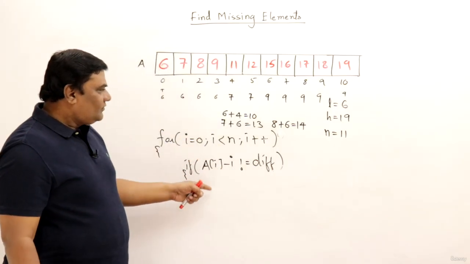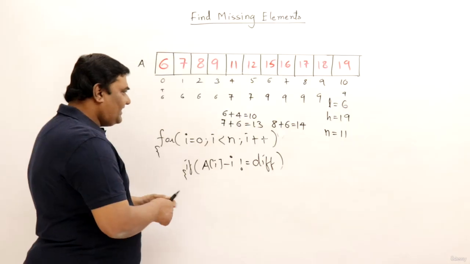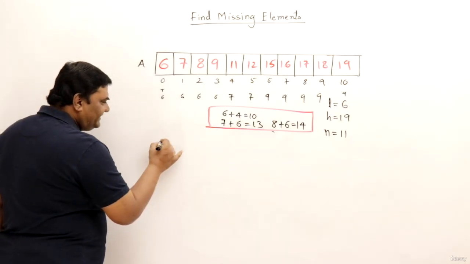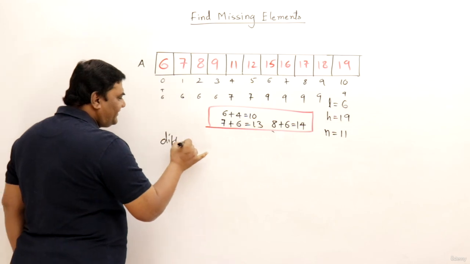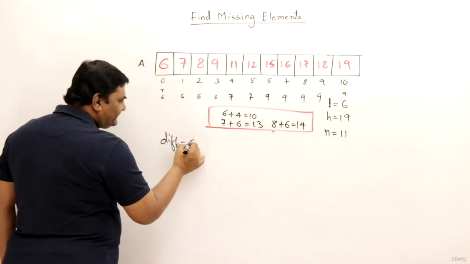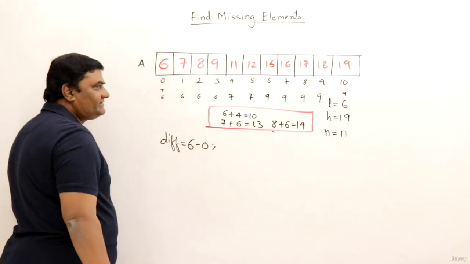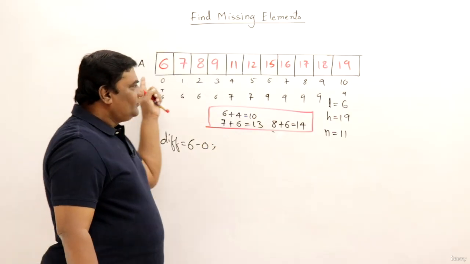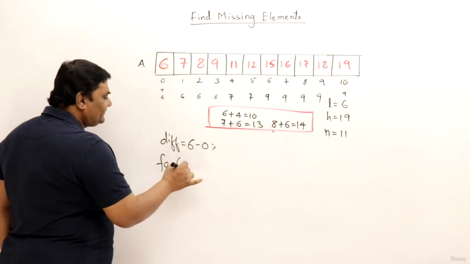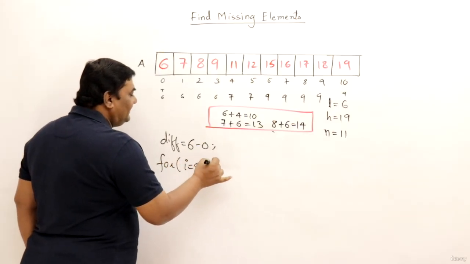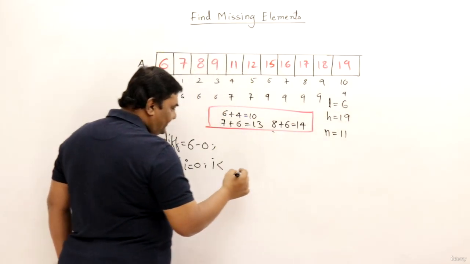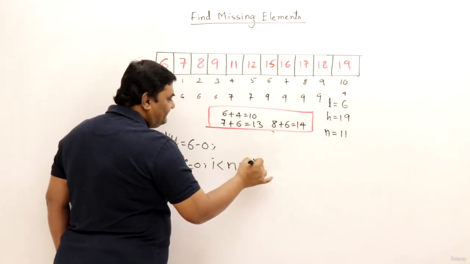So let me write the code here. This is the workout I have done, so I'll put it in a box. I will write the code freshly. See, first of all, we have taken the difference. Difference is the starting element, that is the lower number, 6, minus 0. This is the difference. And what I have to do is scan through this array. So for loop: for i takes values from 0 onwards, and i should be less than or equal to 10, that is less than 11, less than n, and i plus plus.